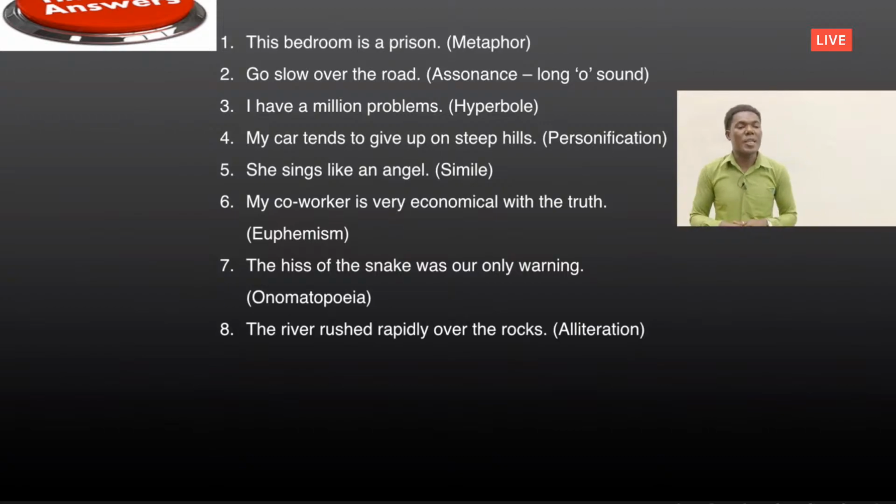Personification. She sings like an angel. Simile, using the word like. Right? My coworker is very economical with the truth. Stay away from that coworker. Right? Euphemism. The hiss of the snake was our only warning. Onomatopoeia. And the river rushed rapidly over the rocks. Now let's get to the end. Told you I wouldn't be here long.